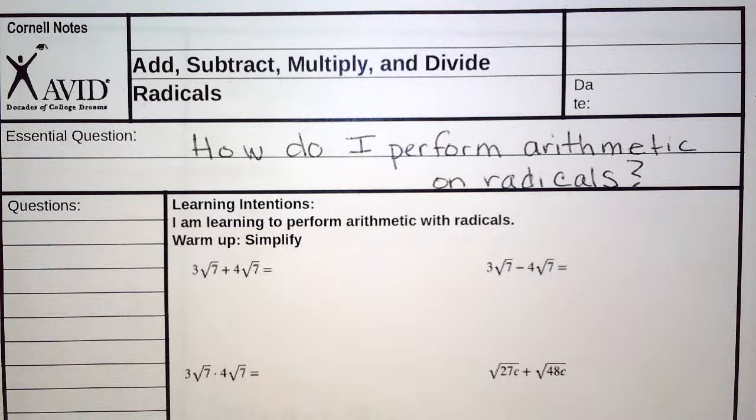We have added and we've subtracted radicals. Now we're going to add, multiply and divide. So your essential question is, how do I perform arithmetic on radicals? My learning intention: I'm learning to perform arithmetic with radicals.